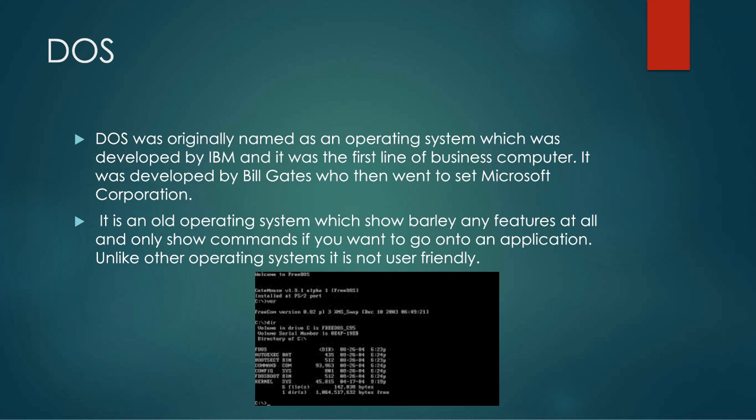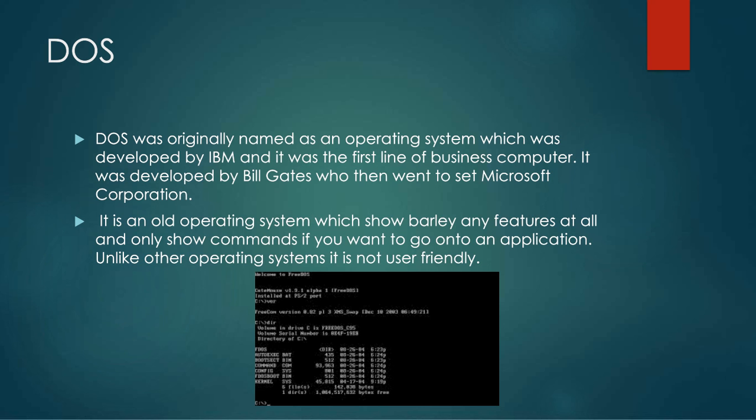So DOS was originally named as an operating system which was developed by IBM, and it was the first line of business computer. It was developed by Bill Gates, who then went to set up Microsoft Corporation. So it's an old operating system which shows barely any features at all and only shows commands if you want to go onto an application.